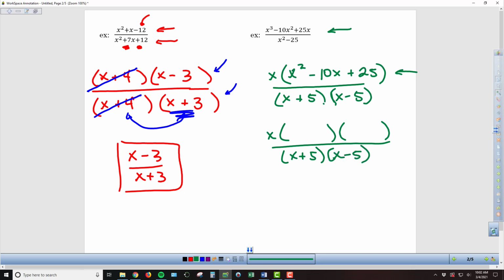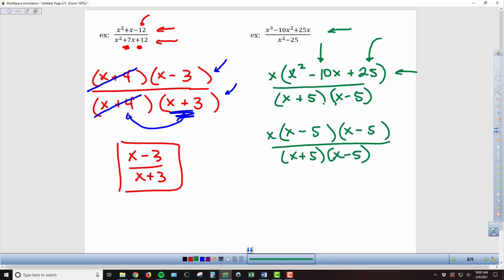So for that numerator, x and x are going to lead each of the sets of parentheses. I'm multiplying to make a positive 25, but I'm adding to make a negative 10. So the only way I'm going to have that happen is if both these numbers are negative, and so hopefully we see that the two numbers are going to be negative 5 and negative 5. Negative 5 times negative 5 is positive 25, and then negative 5x plus negative 5x will give us our negative 10x.